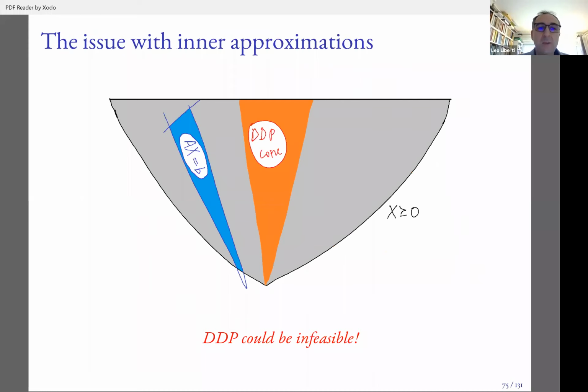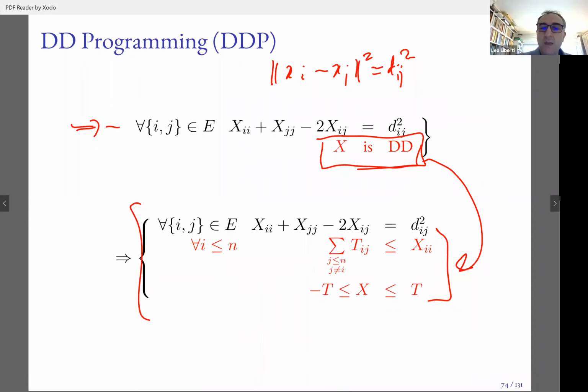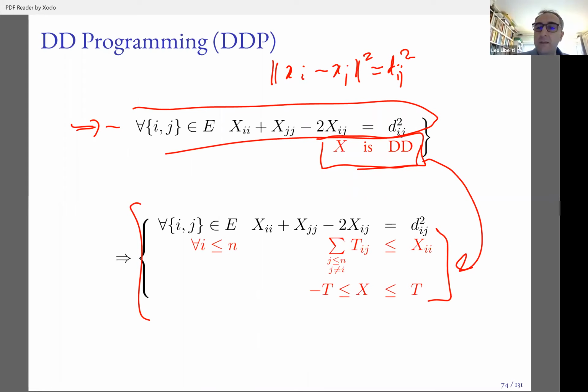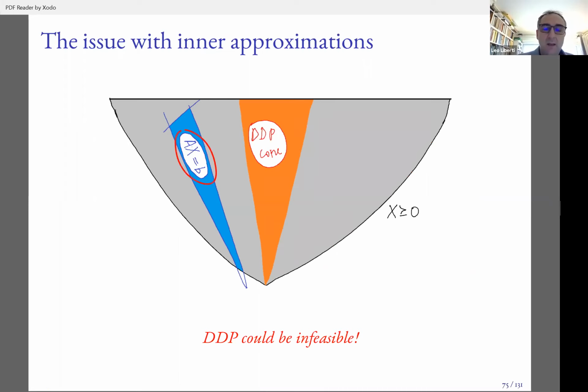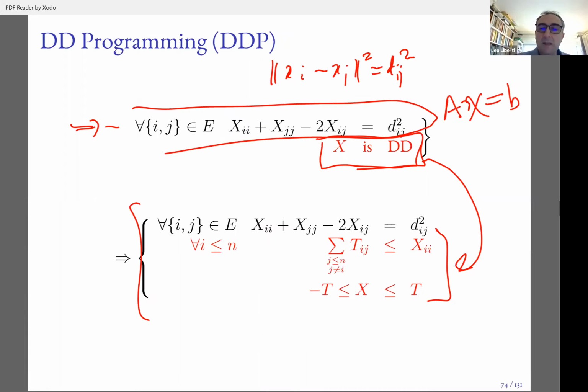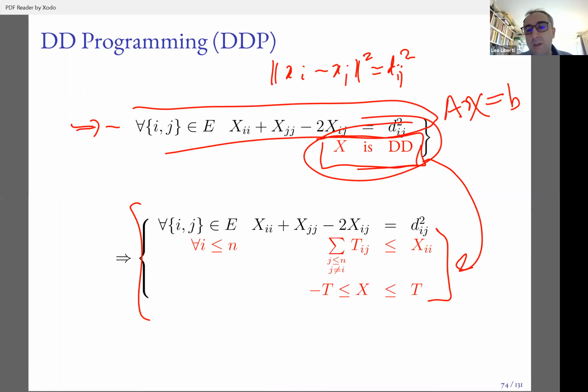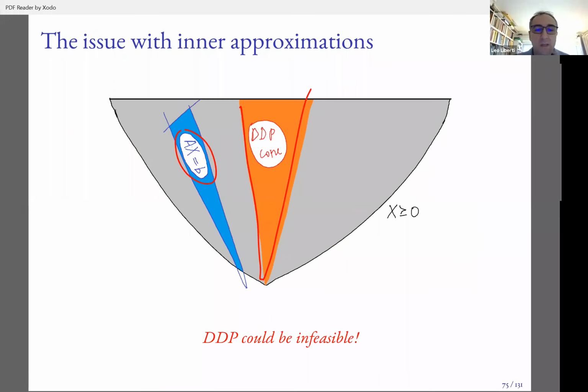Now let me tell you what the issue is with these inner approximations. Suppose we call these constraints the linear constraints, Ax equals b. This is the feasible set defined by Ax equals b. Then we want to intersect it with the diagonally dominant matrices cone, and this is a silly representation of the DDP cone. Now you can see that these two sets don't meet each other.